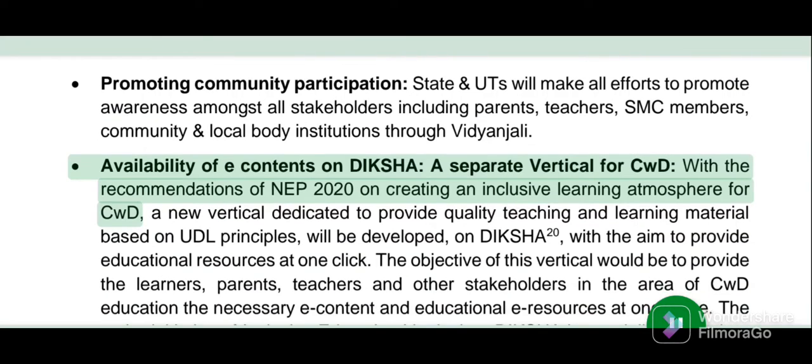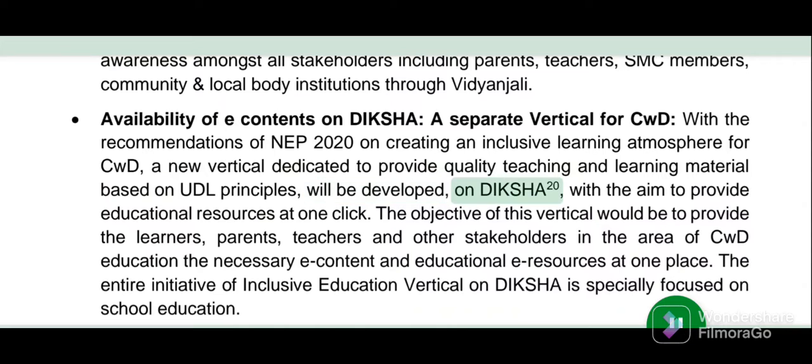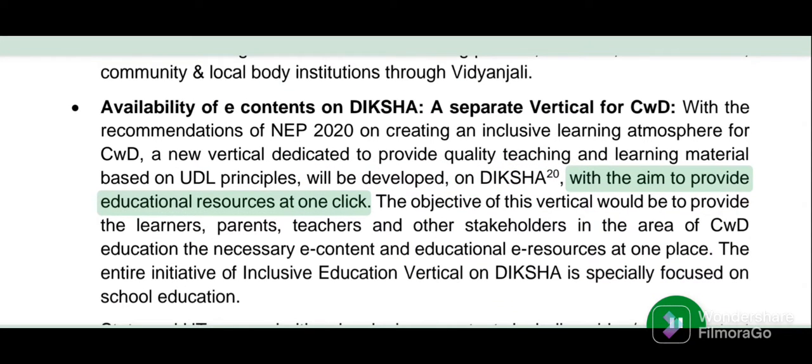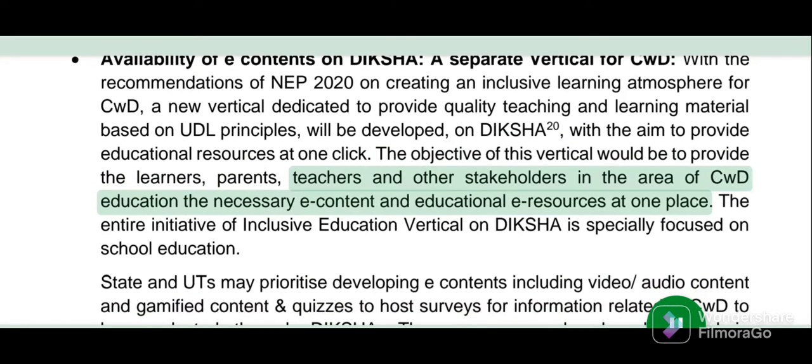Availability of contents on Diksha, a separate vertical for CWD. With the recommendations of NEP 2020 on creating an inclusive learning atmosphere for CWD, a new vertical dedicated to provide quality teaching and learning material based on UDL principles will be developed on Diksha 20, with the aim to provide educational resources at one click. The objective of this vertical would be to provide the learners, parents, teachers and other stakeholders in the area of CWD education the necessary content and educational resources at one place.